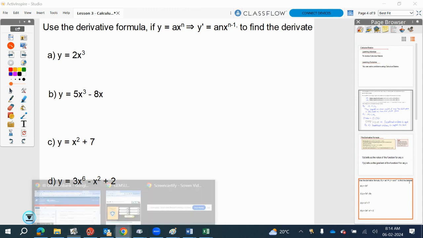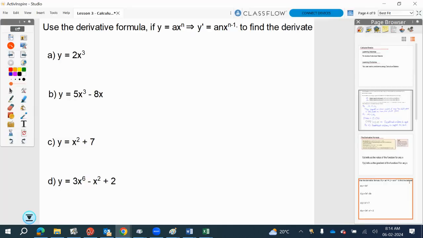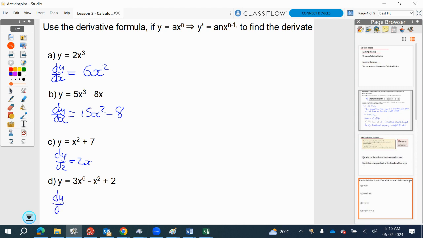Okay, are we recording? All right, answers please. Let's have dy/dx: 6x squared. Somebody else? Let me call names. Sophie: 15x squared minus 8. On the bottom, C: 2x. Maya: 2x. Is that all you want to give? Calling names. 18x to the power of 5 minus 2x. Mahir: 18x to the power of 5 minus 2x.